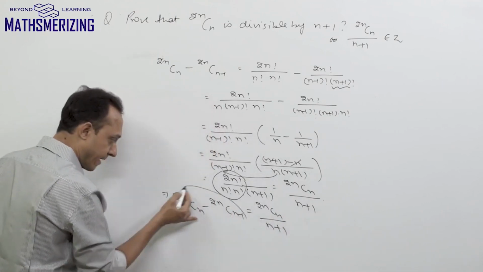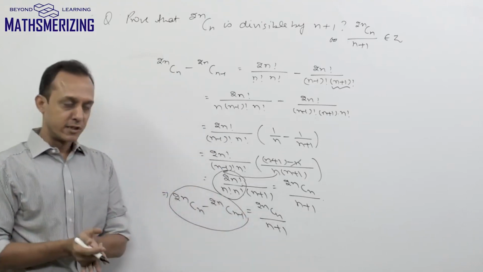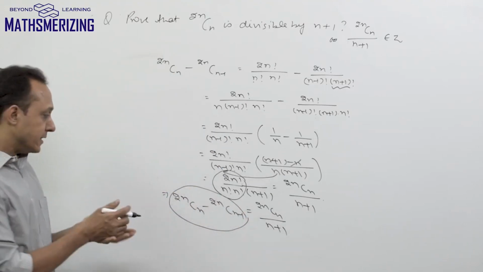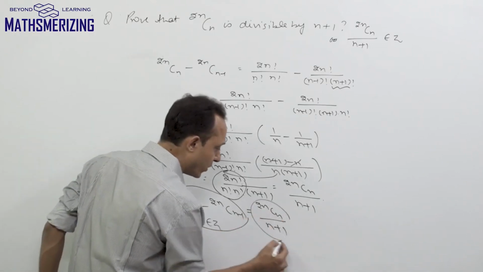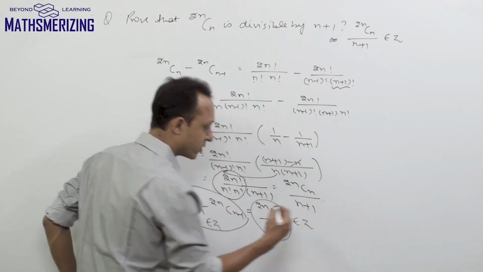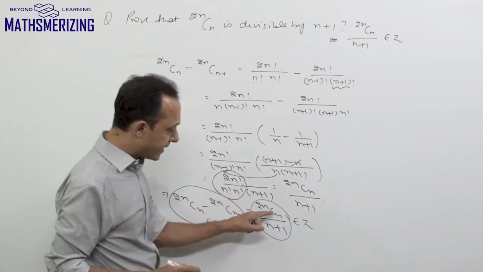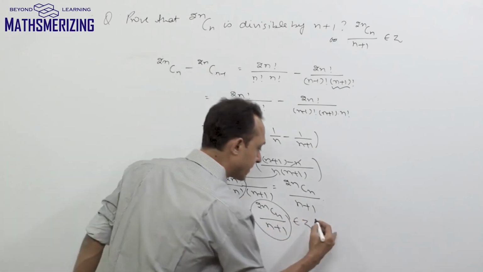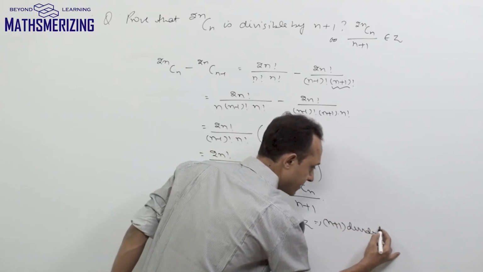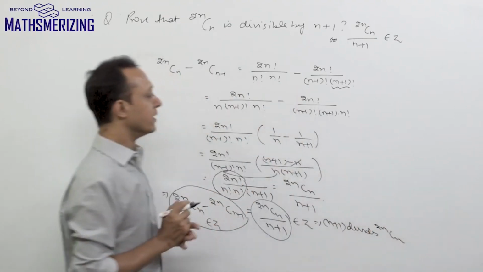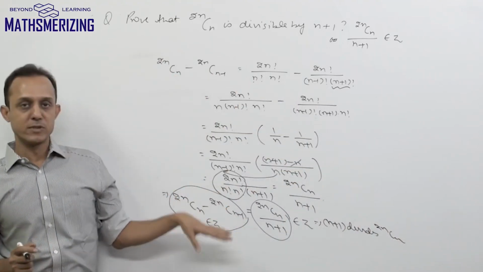Now here on the left hand side I have two binomial coefficients, and binomial coefficients are nothing but integers, right? So this left hand side, it is an integer. So from here I can say 2nCn upon n plus 1 should also be an integer. And if 2nCn upon n plus 1 is an integer, that means n plus 1 divides 2nCn. So this is one of the methods of solving this question.